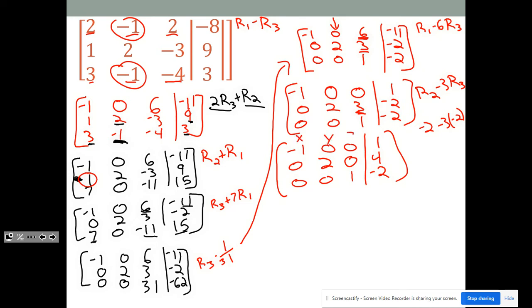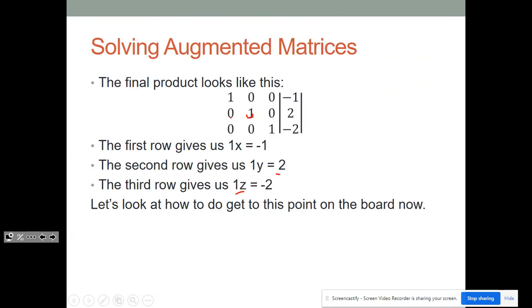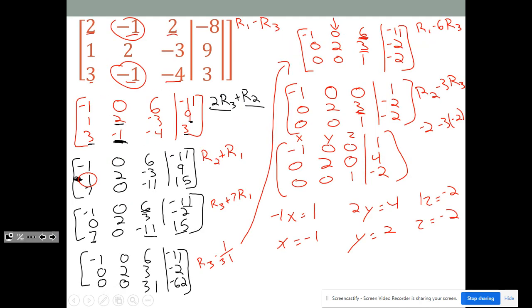Remember, that's x, y, and z. So negative 1x equals 1. I have 2y equals 4. I have 1z equals negative 2. So in other words, x is negative 1, y is 2, z is negative 2. And hopefully I did that right. Yes, I did. Thank goodness, because I did not want to redo this whole thing.